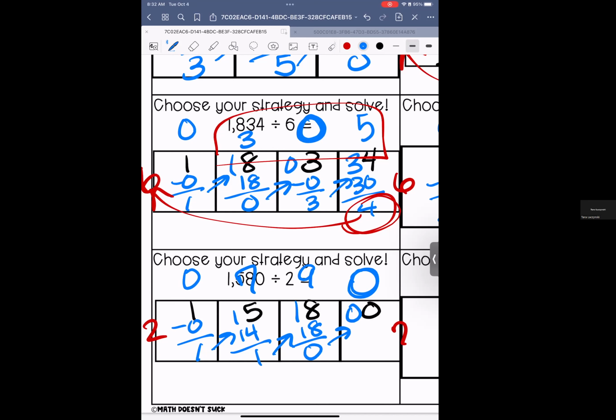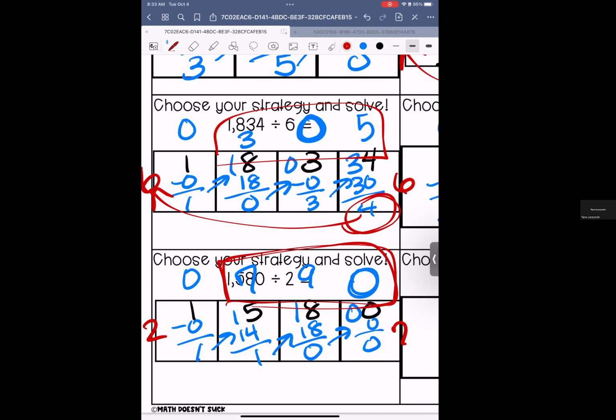Now look, that's the last box. So that 0 is doubly important. We need to show that we can't do this, but we also are done. So we still have none left over, but we still need that 0 because our answer is 790.